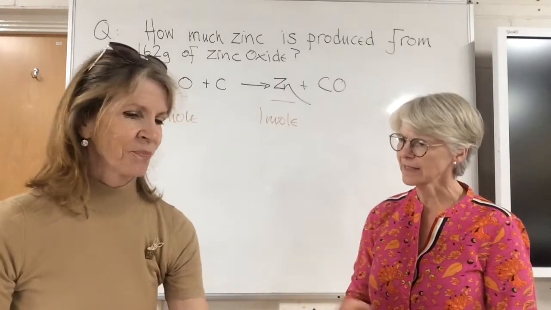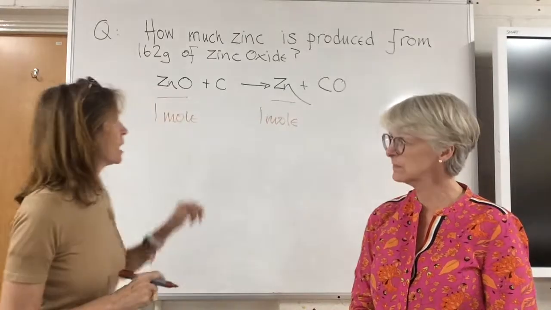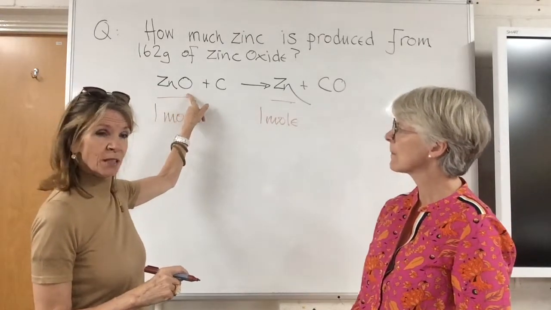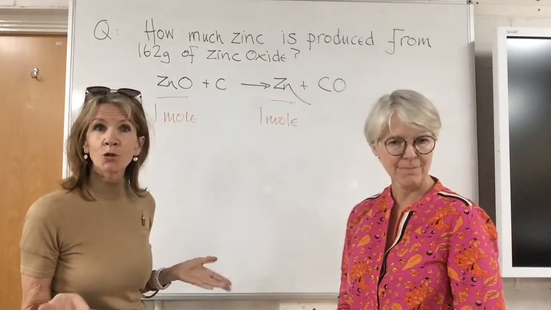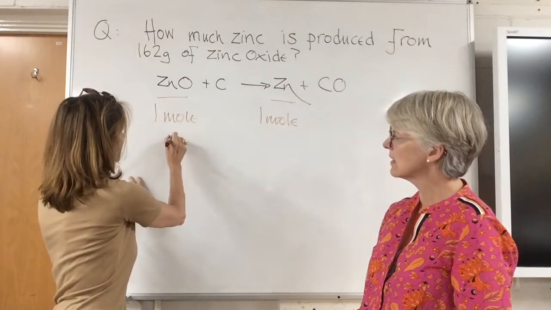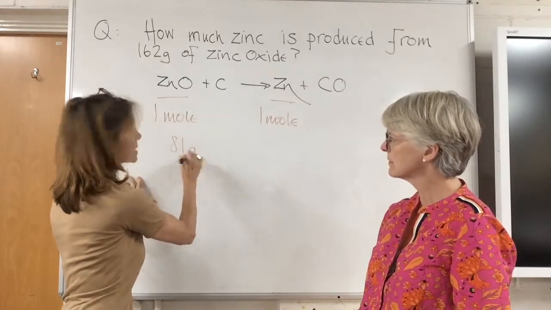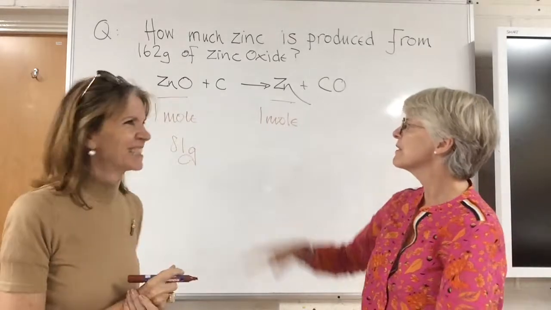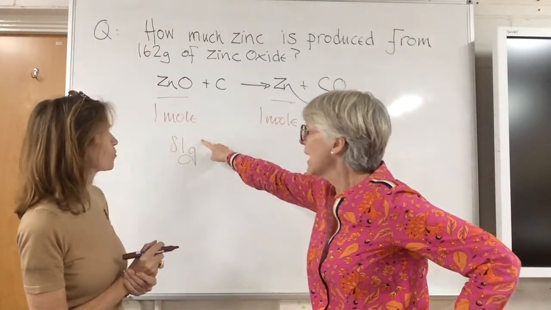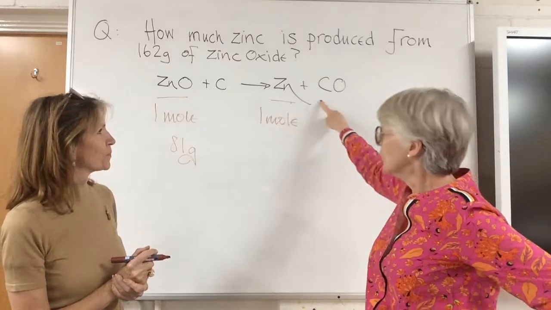How did you find that? Use your periodic table, you look up the AR of zinc, you look up the AR of oxygen, and you add the two together and you get a total of 81. So that means you can actually put 81, and the mass is in grams. Lovely. So we now know that 81 grams of zinc oxide is 1 mole, and produces 1 mole of zinc.